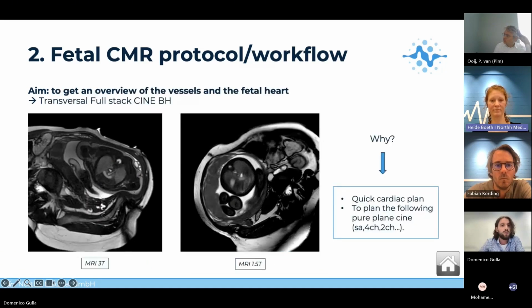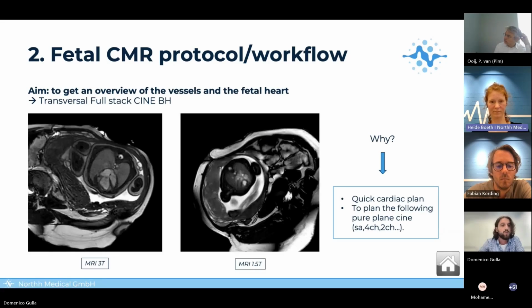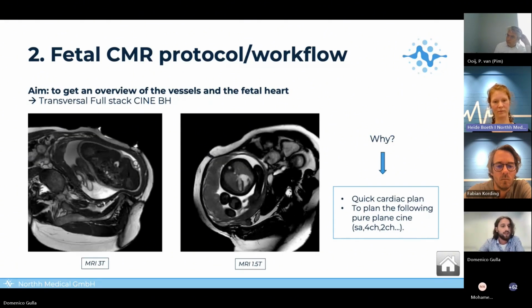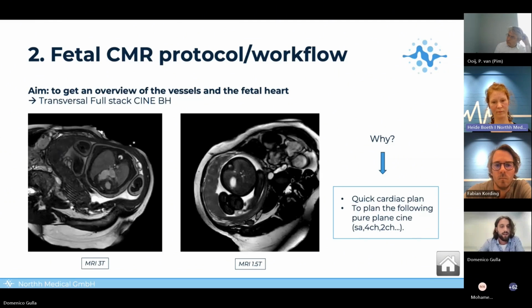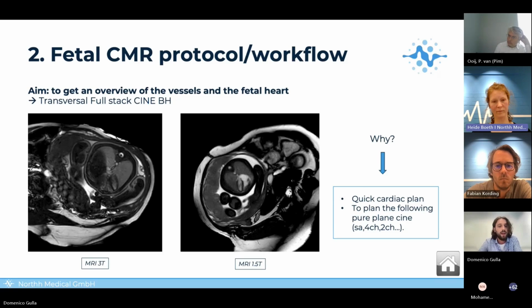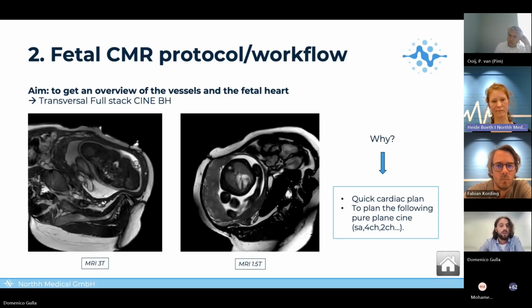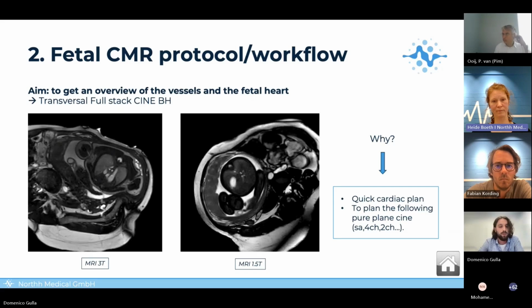Also, we can get an overview of the vessels and also the fetal heart using a transversal pulse stack cine breath hold. In this case, we have two examples of pulse stack cine transversal on a 3T MRI scanner and a 1.5 Tesla scanner. And why do we use this one? Because it's a really quick cardiac plan, and it's really useful to plan the following pure plane cine. It means axis, four chamber view, and two chamber view.